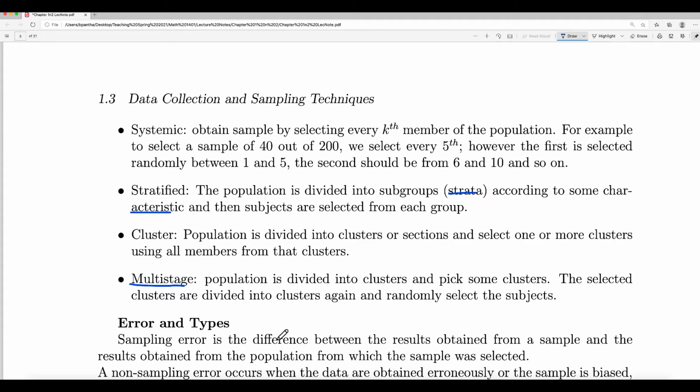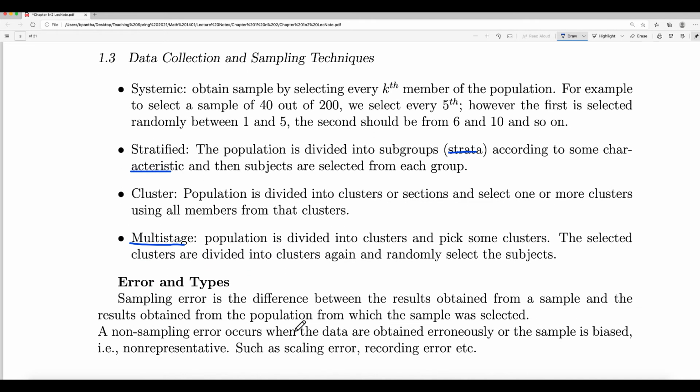All right, I'm going to discuss very briefly the types of errors while collecting a sample. Sampling error is the difference between the results obtained from a sample and the results obtained from the population from which the sample was selected. For example, if you are finding the average height of the students in a class, you could measure the height of each student in the whole population and find the average. If you collect a sample of 10 and find the average height of those 10 people, it may not be the same. That is called sampling error, because the sample was not very much like the whole population, meaning it is not representative of the whole population.